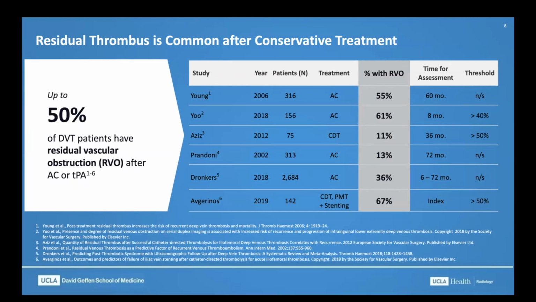So now we have some new technology, and there's several, Inari is not the only one to the market. There's several device companies that have treatment options that involve mechanical aspiration of this clot. And these are several papers that basically say that if you have residual thrombus, which is typically seen after anticoagulation, then you are at a higher risk of having post-thrombotic syndrome. So these papers just show that if you have conservative treatment, which means if you've been treated with anticoagulation alone, 50% of the time you will have some residual vascular obstruction.